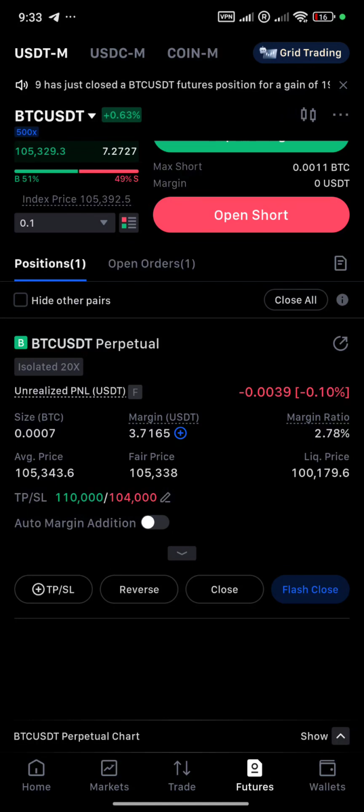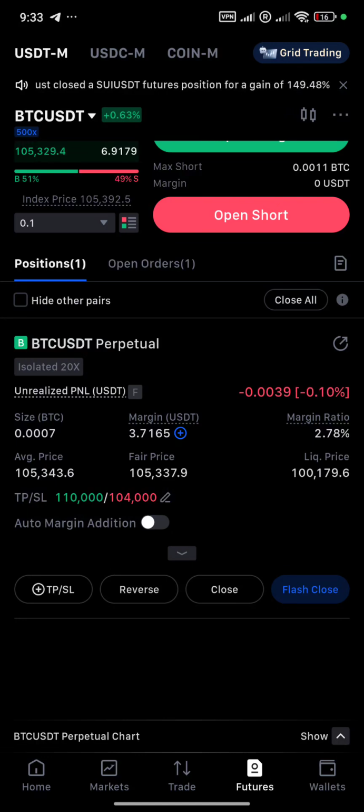That's a typical example of how to set take profit and stop loss on MEXC exchange. This is a very easy and direct approach for futures trading. You can set it before and you can also set it after. Either you can choose to set it before placing the trade, or you can set it after placing the trade.